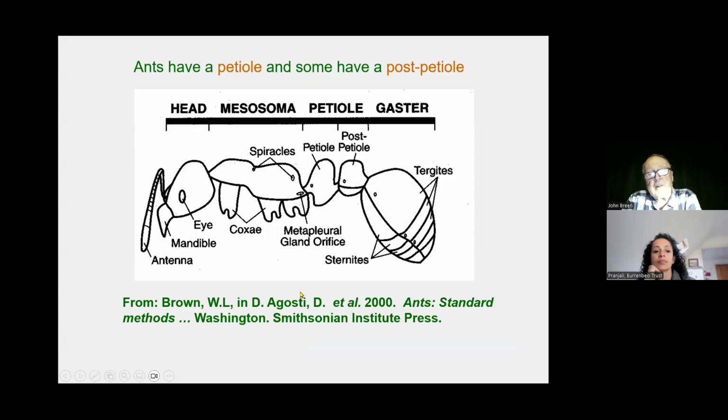Now if we start looking at a diagram of ants, we see the head. This is what we would probably think of as the thorax. But I'm now telling you that this back part here is actually the first segment of the abdomen. This is the second segment of the abdomen and the third. So this type of ant, in fact, has three waists.